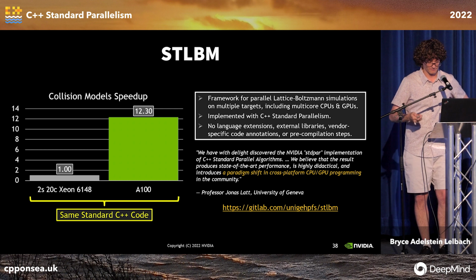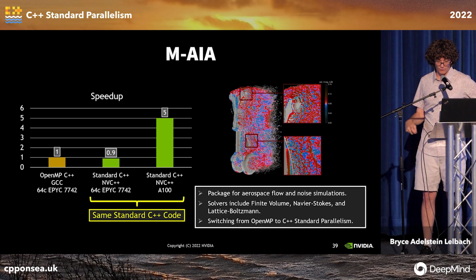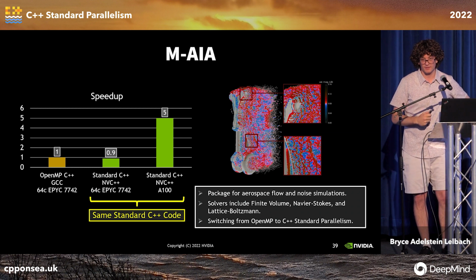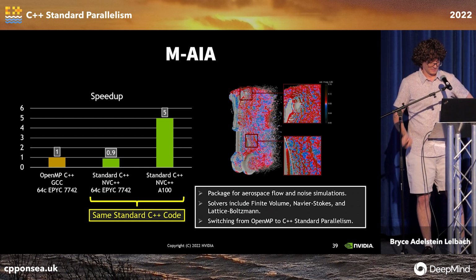for each platform. So another example, Maya, which is a code base for aerospace flow and noise simulation, which has been ported to C++ standard parallelism. And again, here we have the same effect where you can take the same standard C++ code and run it on a variety of different platforms using a variety of different compilers.